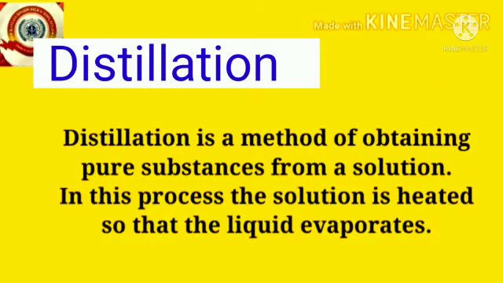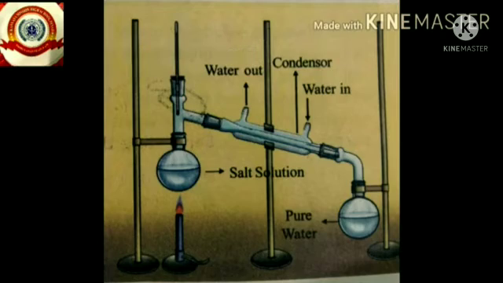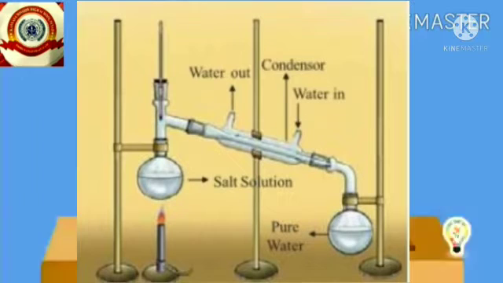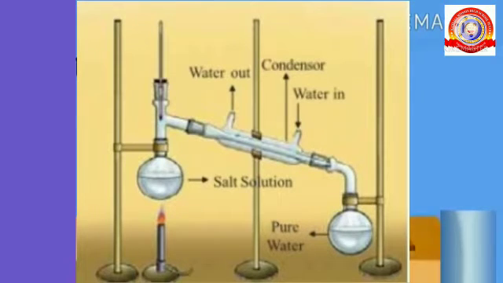Distillation is a method of obtaining pure substances from a solution. In this process, the solution is heated so that the liquid evaporates. Here is a picture that shows the method of distillation. Take some salt solution in a retort. Retort means a round bottom shaped flask, and heat the retort till the steam comes out.